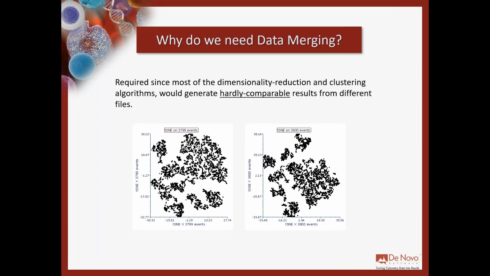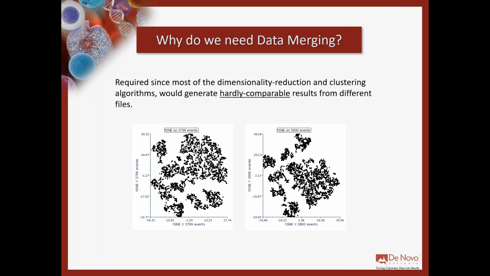And this is a very basic example. I took 3,799 events from one file, and then I took 3,800 events, so just one event more, from the same file, and I ran tSNE with the same identical settings, same parameters, same scaling. Everything was the same, just one event more or one event less. And you see that the mapping is completely different. So it's really hard to compare. None of them is good, none of them is bad.